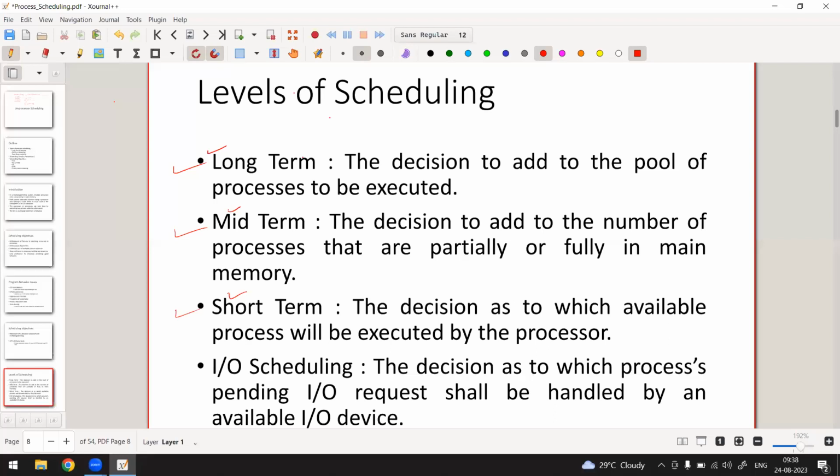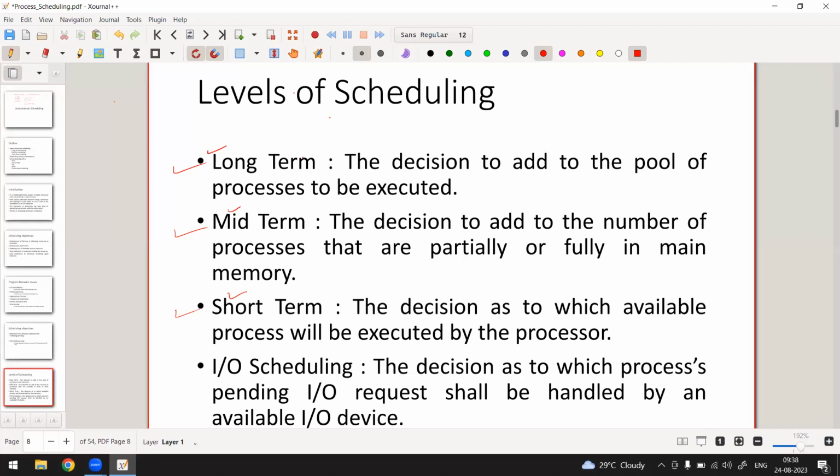So initially, there are many processes in the system which are created, and there is a pool of processes which are to be executed, right? Now, whichever process is created, should you add your process to the set of processes which are going to be executed later on? If yes, then that is the job of the long-term scheduler.